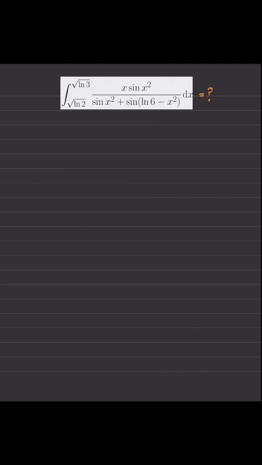Okay, to solve this problem, I want to use this famous theorem about definite integrals. If you have a function f which is integrable in the interval from a to b, then we know that the integral of f of x dx is equal to the integral from a to b of f of a plus b minus x. This is a very famous theorem in definite integrals. So I don't want to prove it again here for you. I want just to use this to find the integral.